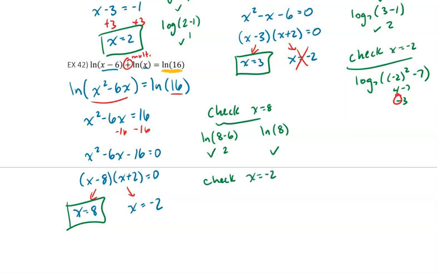And then we're going to check x equals negative 2. So if we plug that in, on the first one, we're already going to see a problem because negative 2 minus 6 is negative 8. That's already a problem. It's already negative, so we don't have to go any further. Negative 2 is not an answer. So x equals 8 is our one answer.